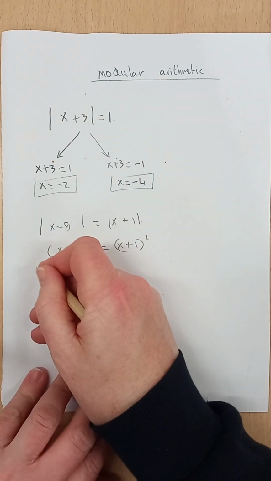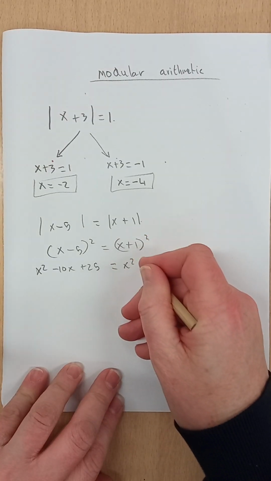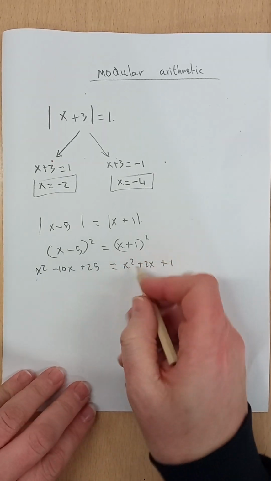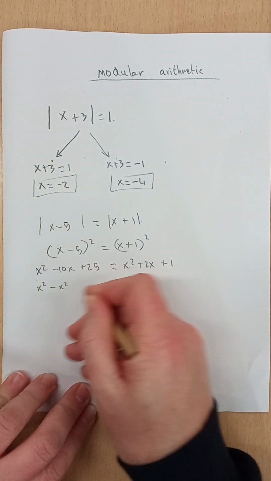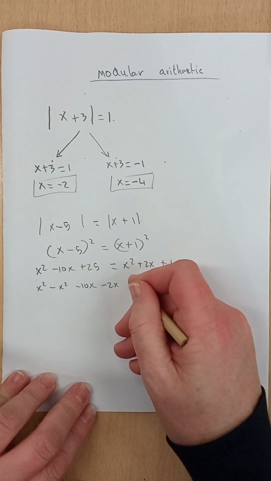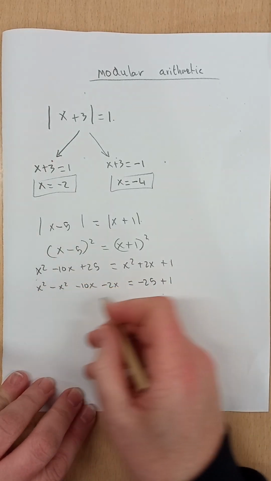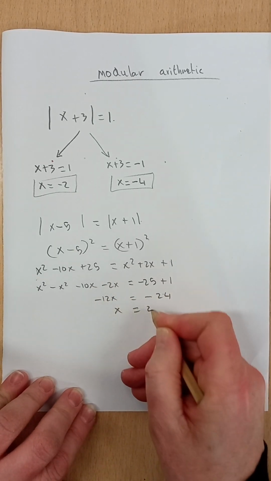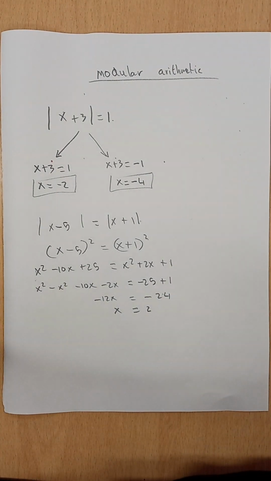So squaring this, you get x squared minus 10x plus 25 equal to x squared plus 2x plus 1. Move everything to one side, the usual. That's going to leave you with x squared minus 10x minus 2x, and then move the 25 the other way, equal to minus 25 plus 1. So let's have a look at this. x squared minus x squared is gone. That's minus 12x is equal to minus 24. x is 2. There's only one possible answer for this one. So that's a little bit different, that one.